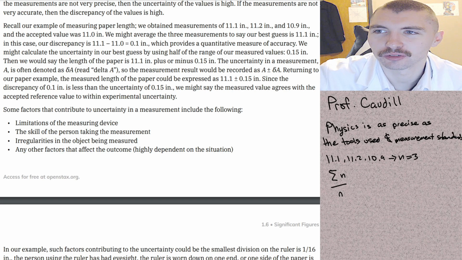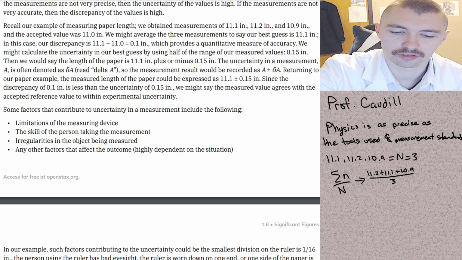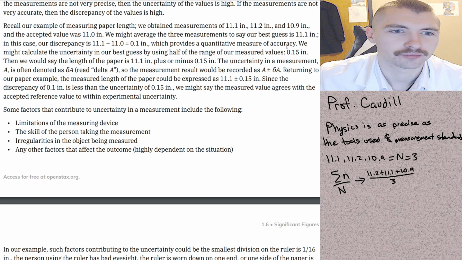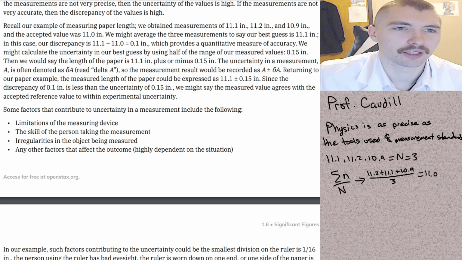Each element of n. So let's say this is big N, which is 3. So we would take the sum of little n's, each little n over big N. That makes sense. So basically what this would be saying in this scenario is 11.2 plus 11.1 plus 10.9 over 3. So that's just a formula for average. And we might get 11.0 inches.